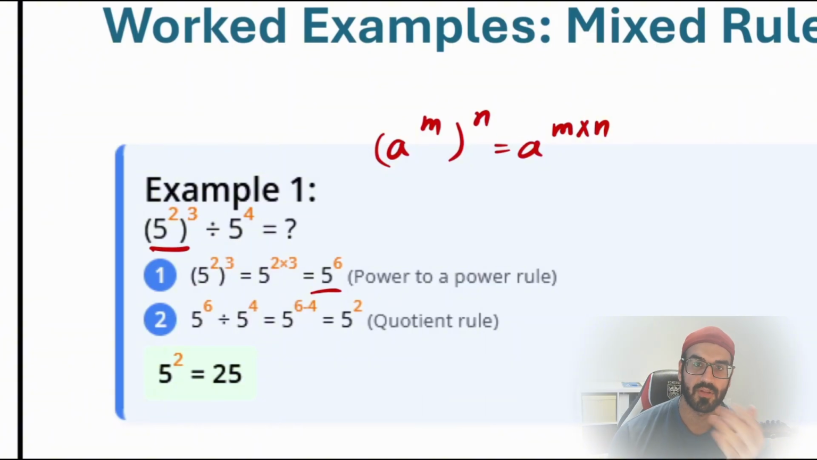5 to the power 6 divided by 5 to the power 4: 5 to the power 6 subtracted by 4, and after that I do have 5 to the power 2, or 25. Simple. So let's look at another example.